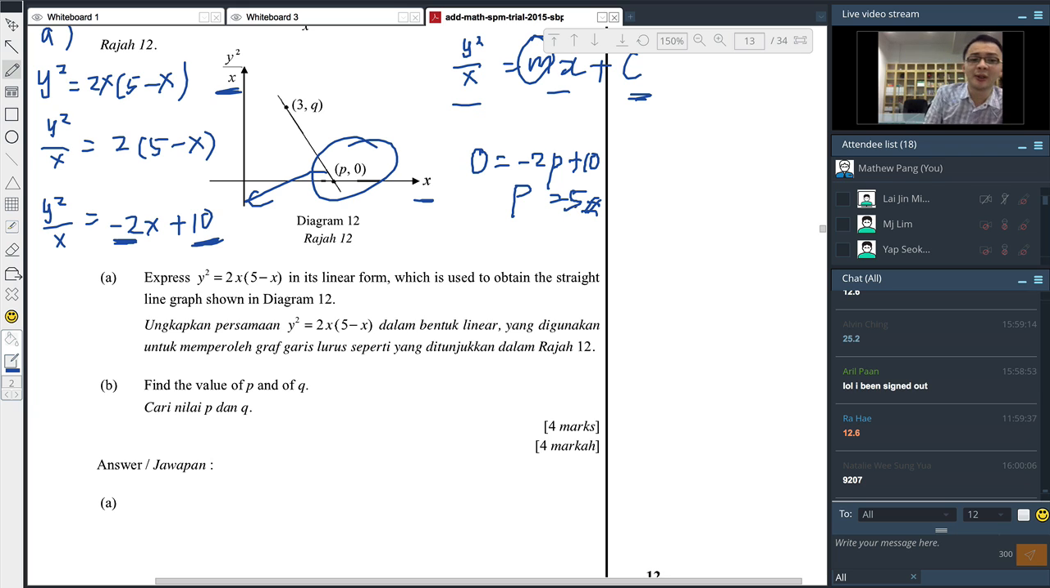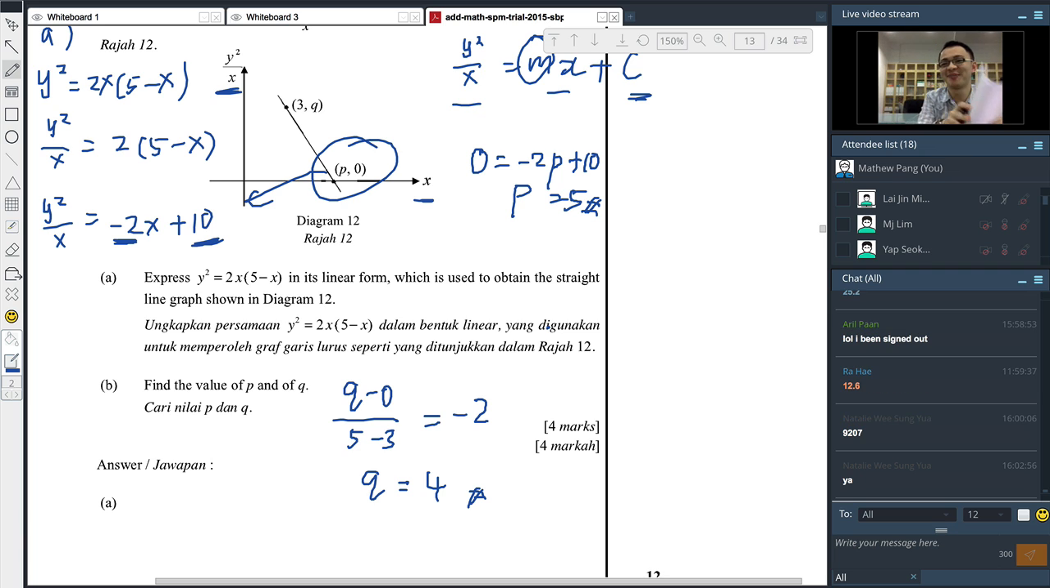And then ask you to find the values of q. See, you know p, and then you have the gradient. Gradient is negative 2. So p is 5, right? Yep, p is 5. So I will say q minus 0 over p, which is 5 minus 3. Then I will get the gradient is negative 2. So q equals to negative 2 times negative 2 is 4. Just like this, very easy. Is my answer correct? Anyone have the answer? I already very smart, I printed out the answer. Okay, answer is correct, then I move on.